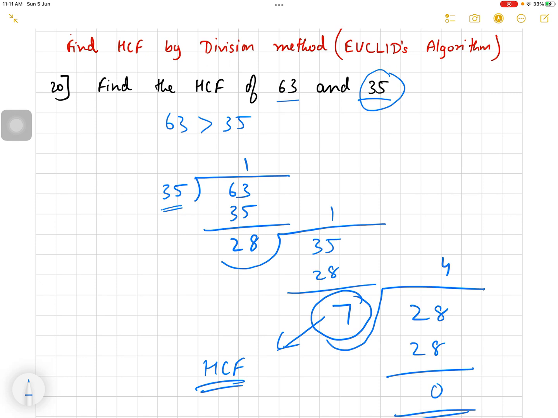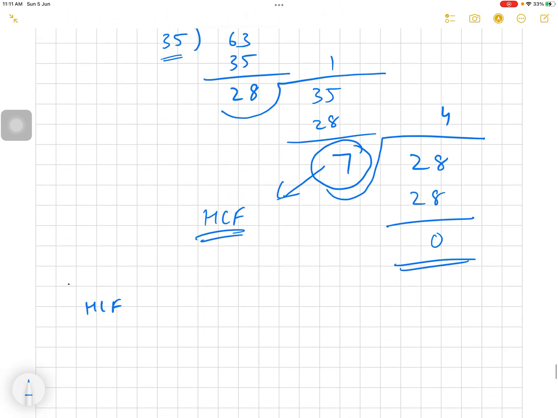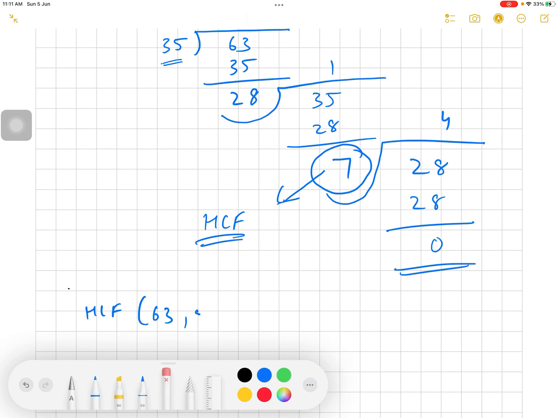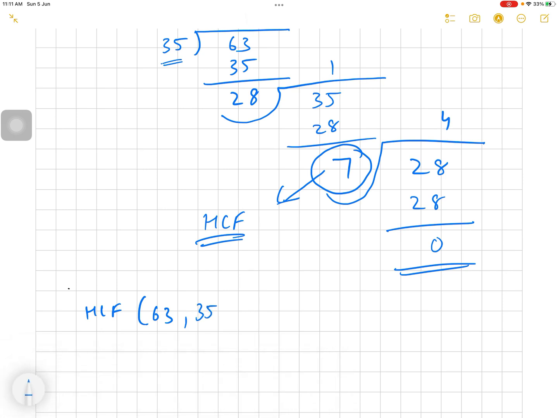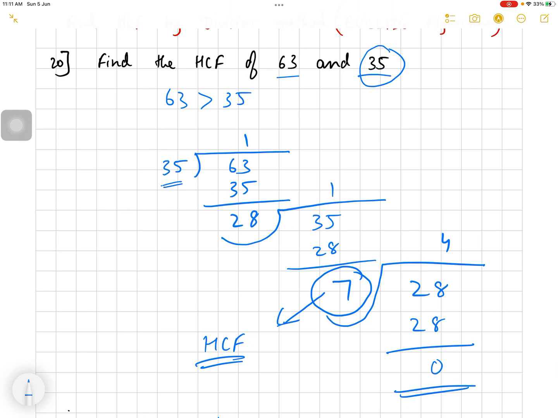So the HCF of 63 and 35 is 7. I hope you all understood. Let's solve one more problem.